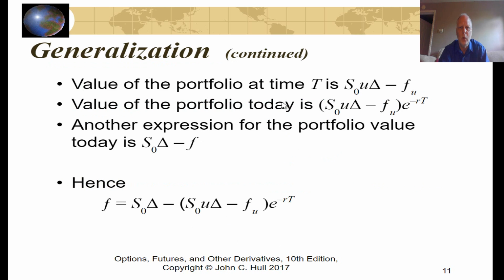So the value of the portfolio at time T is going to be S0 u delta minus f_u, at least that is one way of valuing it. The value of that portfolio today will be this at time T, times e to the minus rT to get the present value today. Another expression for the portfolio value today is S0 delta minus f. So we can set this equal to this, solve for f, and then we would get S0 delta minus S0 u delta minus f_u, present value thereof. So this will be the value of the call option, and this can also be applied to a put option today.